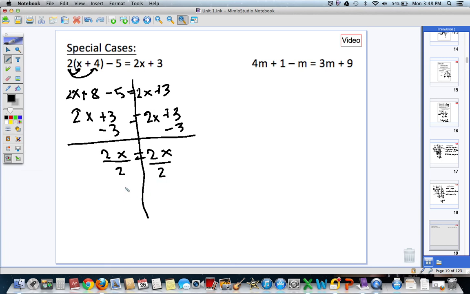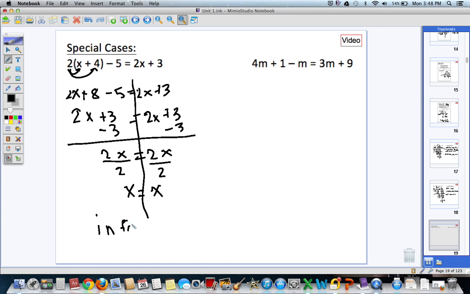Even if you take it a step further and divide by 2, 2 divided by 2 is 1, 1x is x. Whenever you have them equal the same thing, x equals x, 2x equals 2x, 2x plus 3 equals 2x plus 3, it's the same thing on both sides, our answer is going to be infinitely many solutions.